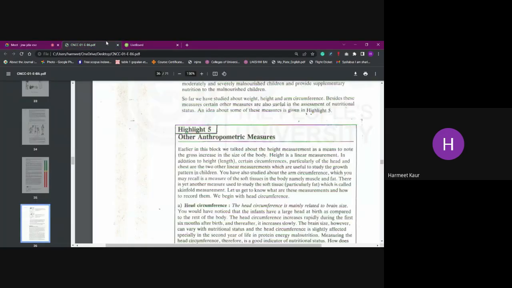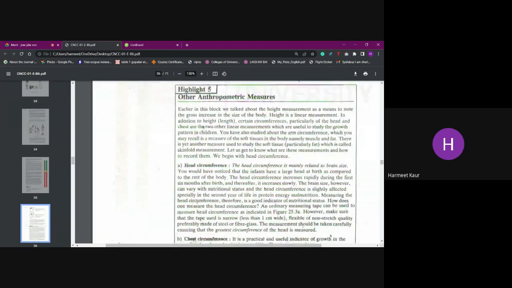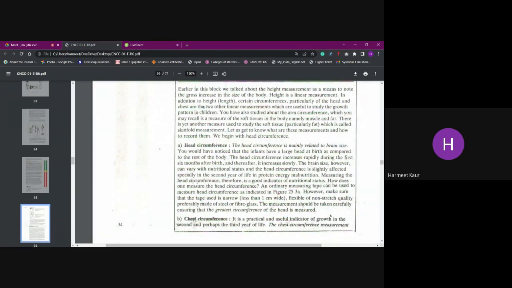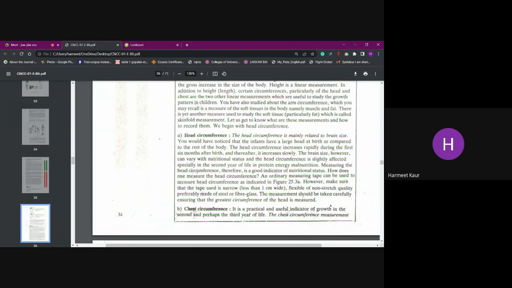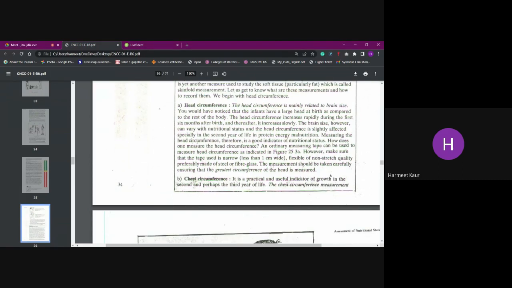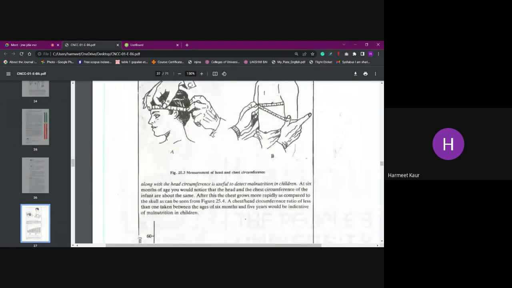Then they have discussed that there are also other measurements which you can use depending upon your target population, whose nutritional status you want to assess. In case of children, we have other things also, like the head circumference, which is related to brain size, and chest circumference. When a child is born, the head circumference is much larger than the chest circumference. But as the baby grows, the head and chest circumference become about the same, and then later the chest grows more rapidly in comparison to the skull, or the head.